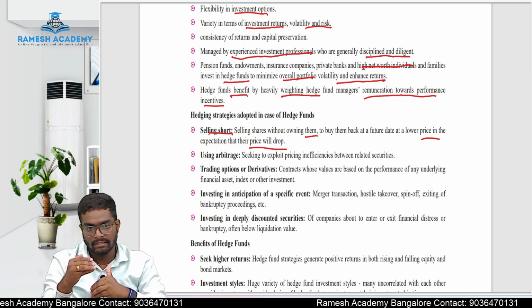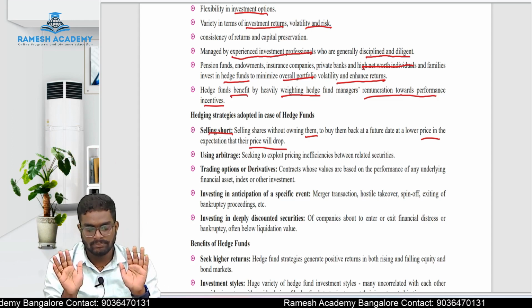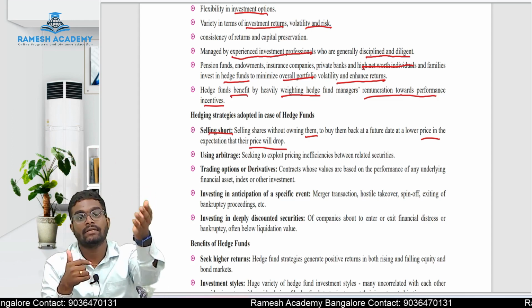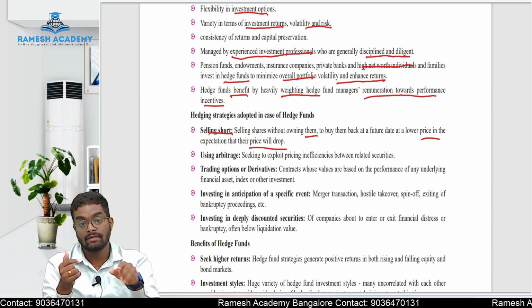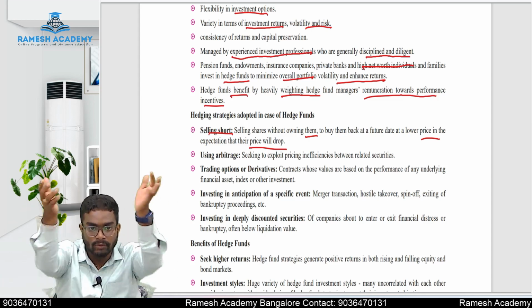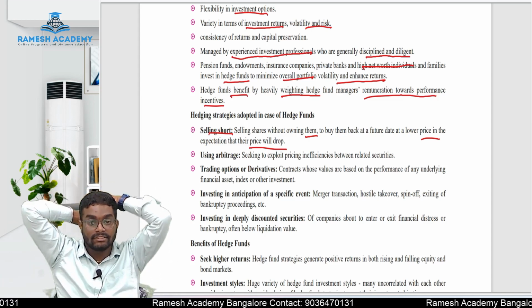Usually, first buy then sell. The business function is that first you will buy, then you will sell. But in case of short selling, first you will sell, then you will buy. That is the difference in short selling.